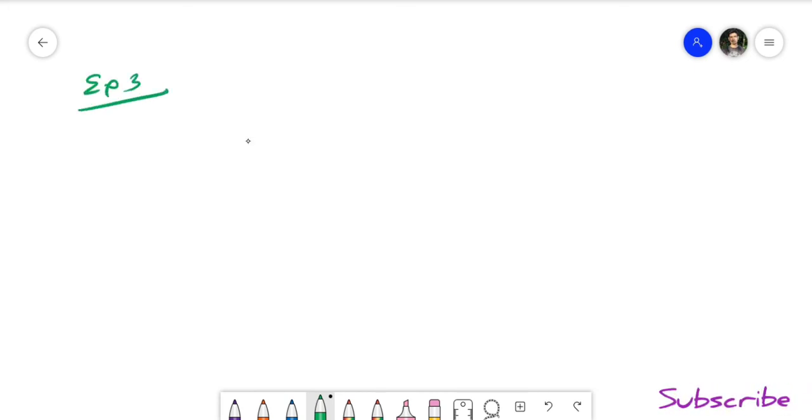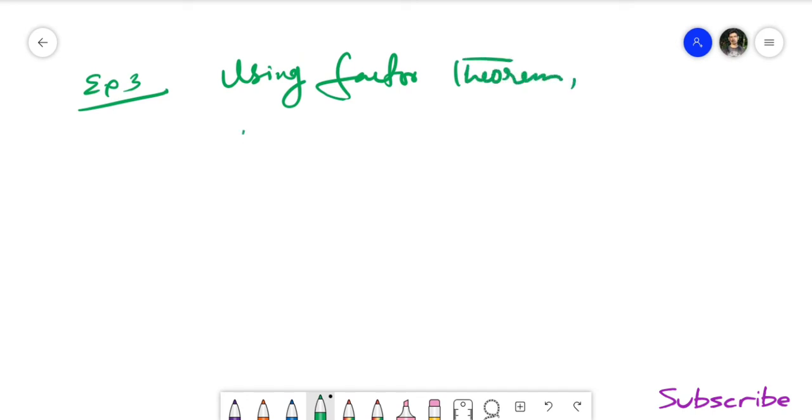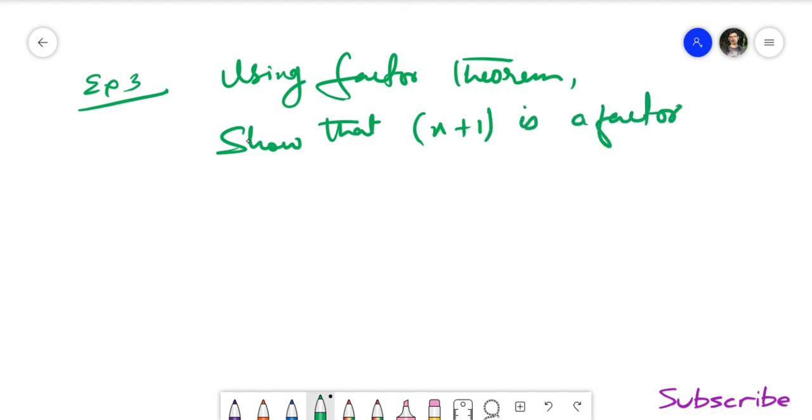ठीक है. Using factor theorem, so that x plus 1 is a factor of x to the power 19 plus 1. This is your question. And this is super easy, and I think it will take only 4 or 5 lines maybe. So using a factor theorem, you are asked to check whether it is a factor or not.